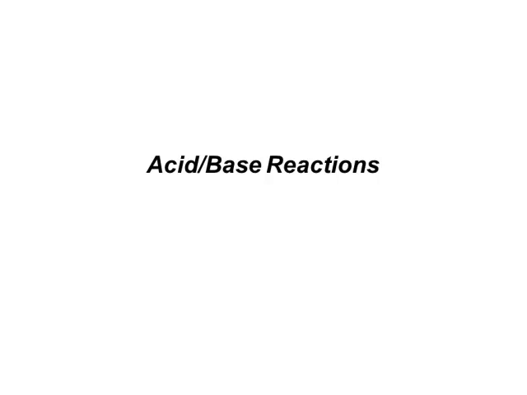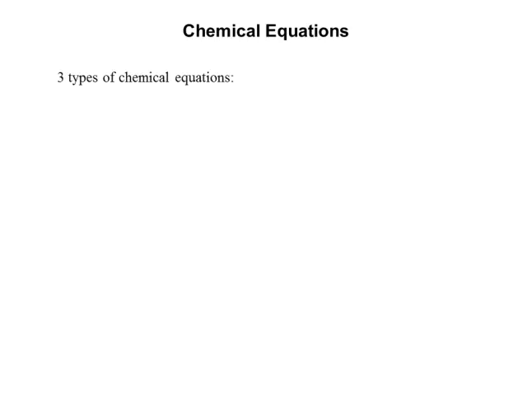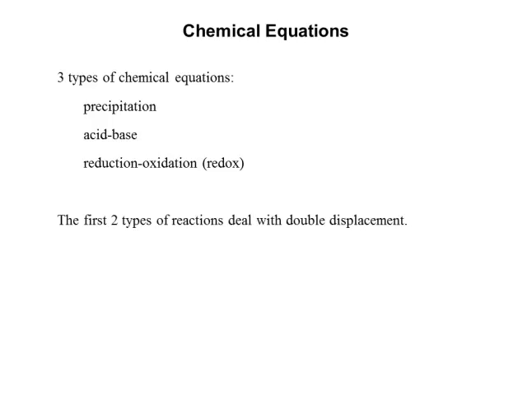So we're going to be talking about acid-base reactions, but keep in mind acid-base reactions are just one of those three types of chemical reactions we're going to have. So we have the precipitation reactions, the acid-base reactions, and the reduction-oxidation reactions, or redox reactions. The precipitation and acid-base reactions dealt with that double displacement we talked about previously.